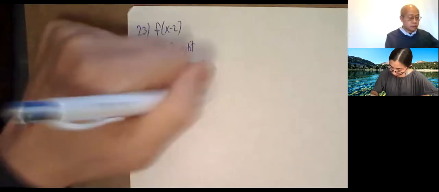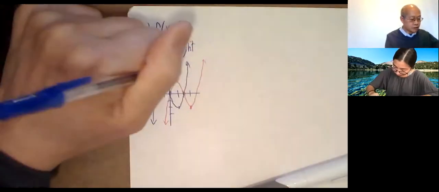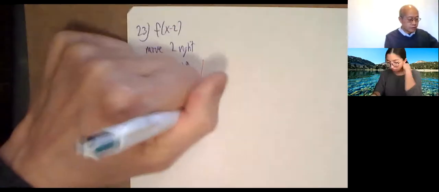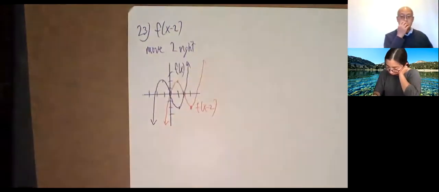And there we go. Okay, so if this was the original f of x, then what I have in red is f of x minus 2.